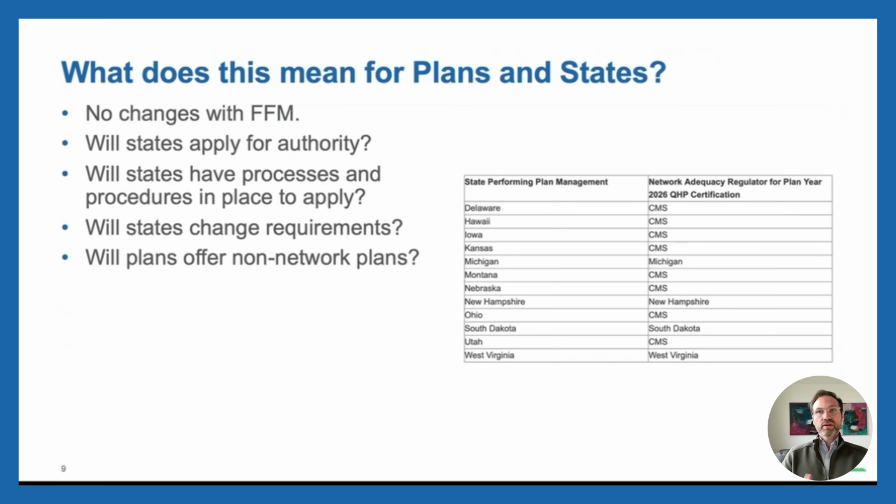So then finally, there are many, I think, questions and outstanding issues for both plans and states. On the right-hand side, you can see here are states that currently conduct network adequacy reviews in the federal marketplace. There are 4 states, but there are many other states that have plan management authority. Do those states apply for network adequacy authority? We don't know. Will plans offer non-network plans? There are no changes with the federally facilitated marketplace at this time. So that is not changing, but what we will see is states may apply for authority.